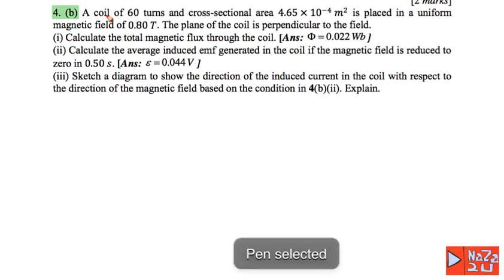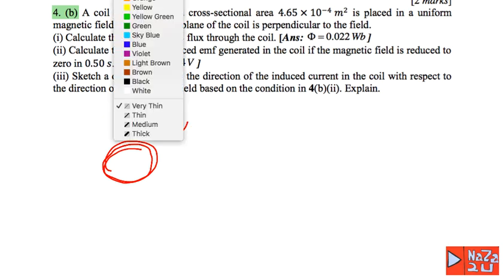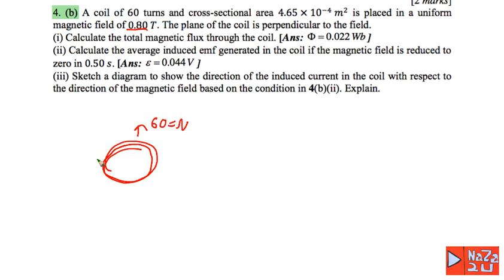Number 4b, a coil of 60 turns and cross-sectional area 4.65 times 10 to the minus 4 meters squared is placed in a uniform magnetic field of 0.8 Tesla. The plane of the coil is perpendicular to the field. So if you draw the diagram here, let's say you have the coil here. This is the coil with the number of turns 60. This is N, and you have a magnetic field B, right?